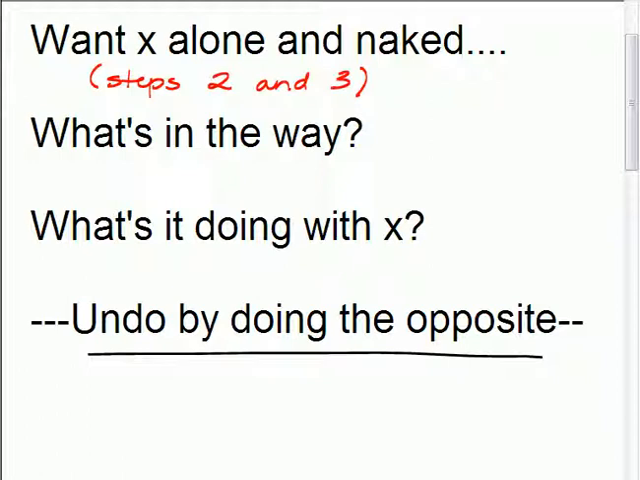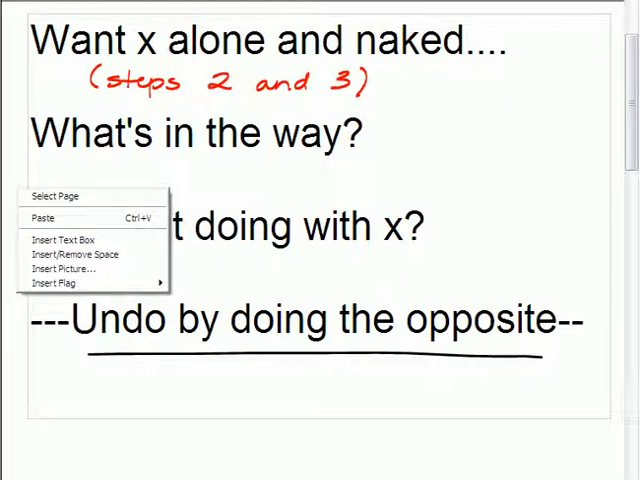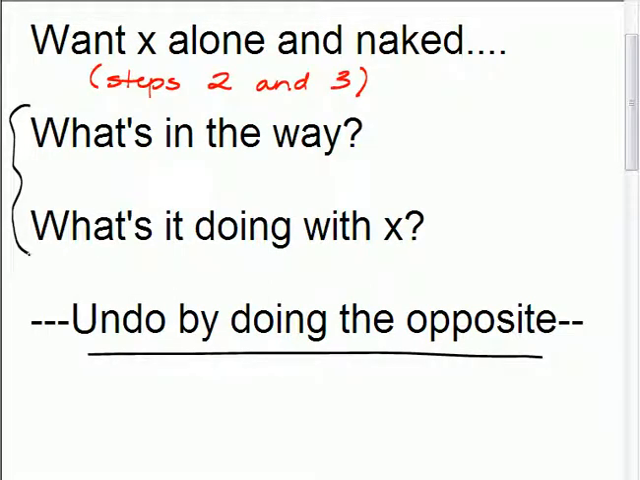So what we're talking about here when I say x alone and naked is once we've done our cleanup in step 1. These two questions will help us with steps 2 and 3: what's in the way, and what's it doing with x? Those basically tell us what to do. Once we see what's in the way that we want to get rid of and what it's doing with x, we will undo it by doing the opposite.